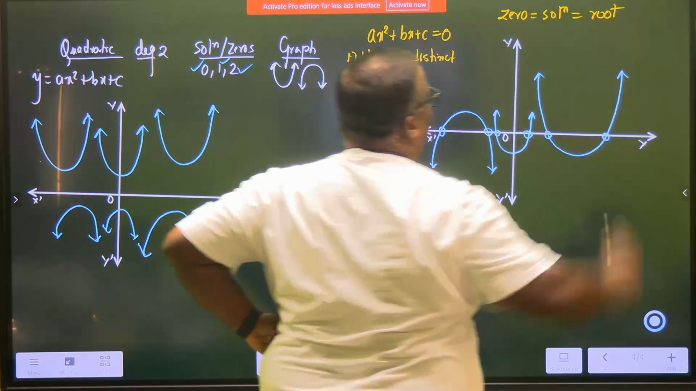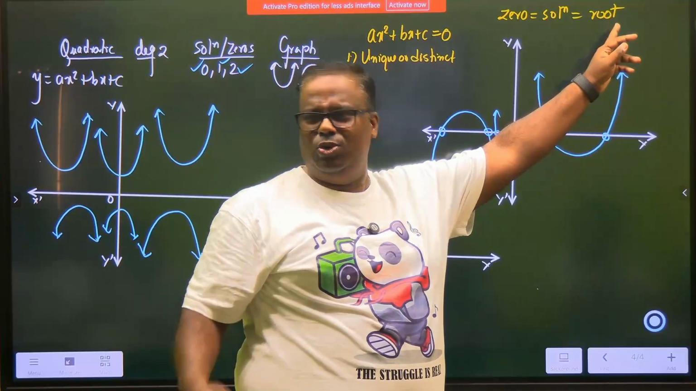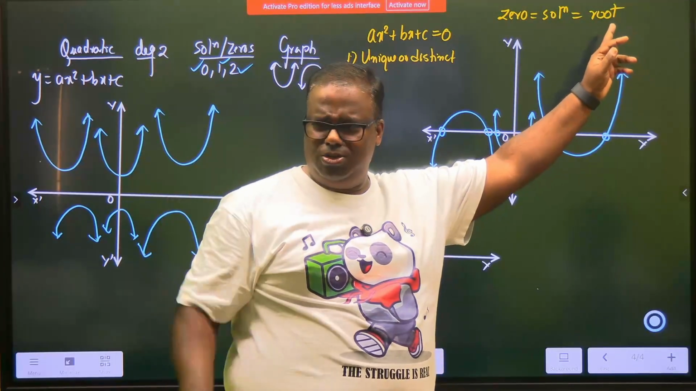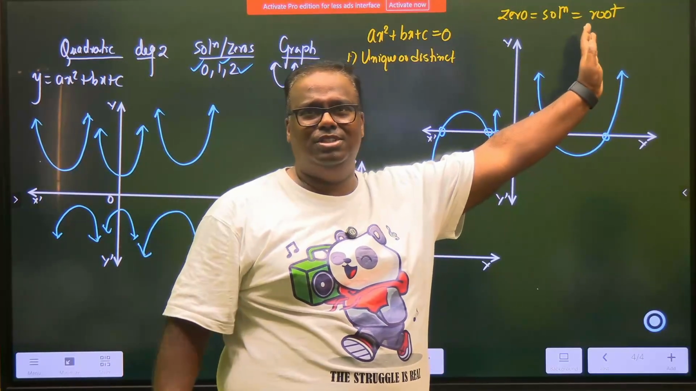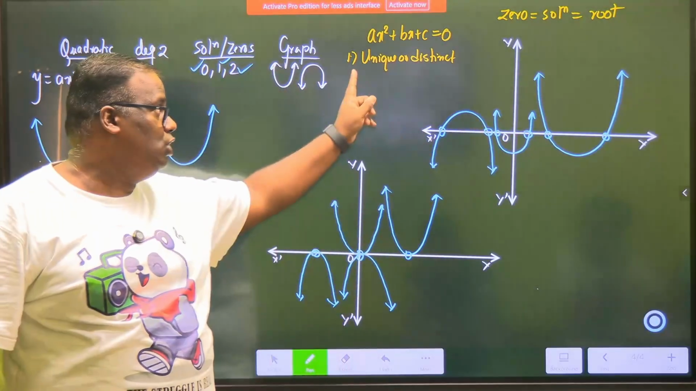They are all the same. In quadratic equations, we will be using this word called root. Root means solution. Solution means zero. Zero means root. All same. So when we solve a quadratic equation, one type of solution is called unique or distinct.